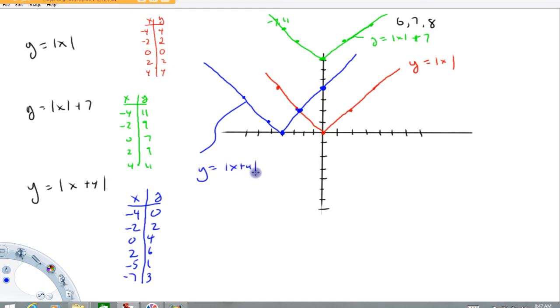One thing I want to take note of: these graphs all have the same general shape. This plus 7 lifted this red graph up. This plus 4, you'll notice, basically took this red graph and moved it to the left 4 units. If you look at every single point, this one got moved over 4 units, this one got moved over 4 units, and so forth. We'll talk more about why that is a little later, but for now I'm just going to call that a horizontal shift. So this plus 4 shifted this graph to the left by an amount 4.